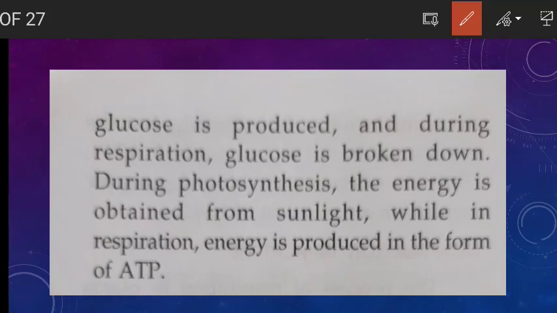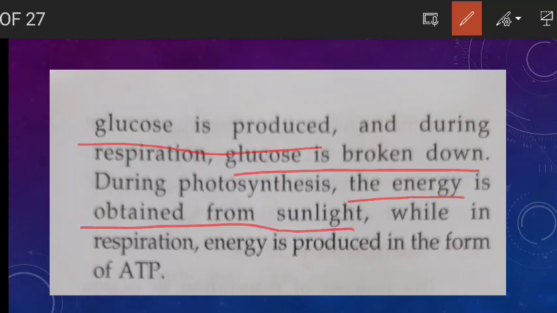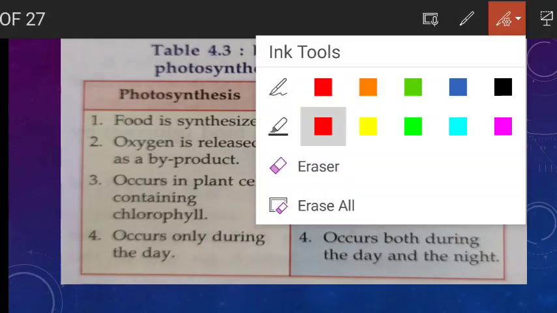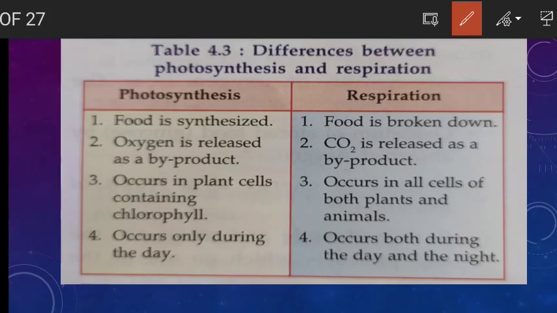At first sight it appears that respiration and photosynthesis in plants are two opposite processes. Clear? And in some ways it is correct also. During photosynthesis, glucose is produced, and during respiration, glucose is broken down. During photosynthesis, the energy is obtained from sunlight, while in respiration, energy is produced in the form of ATP. Now we will discuss the differences between photosynthesis and respiration.